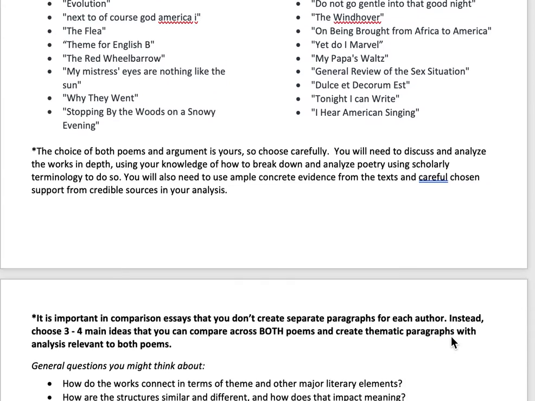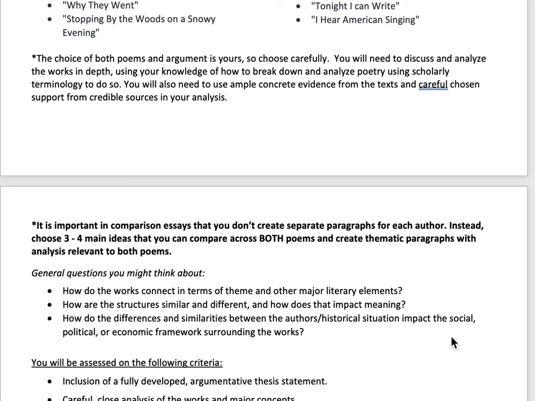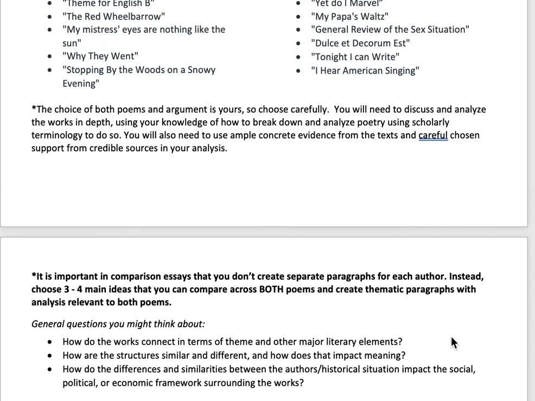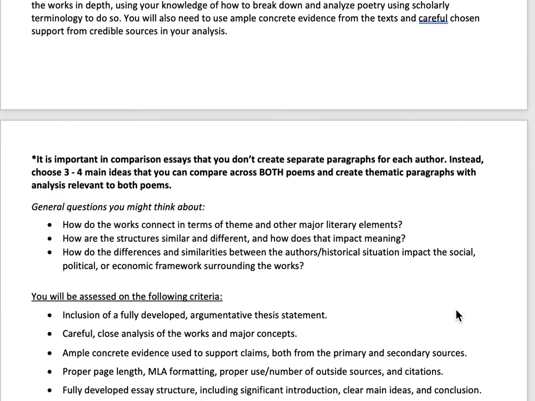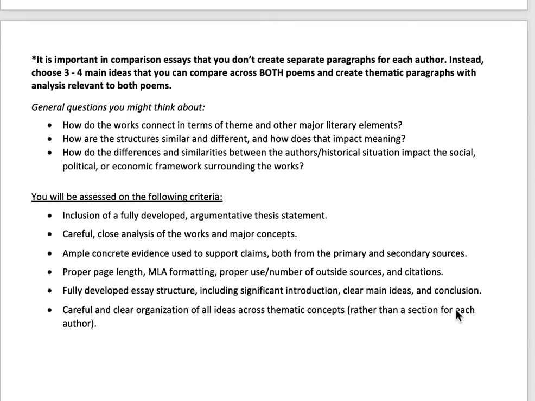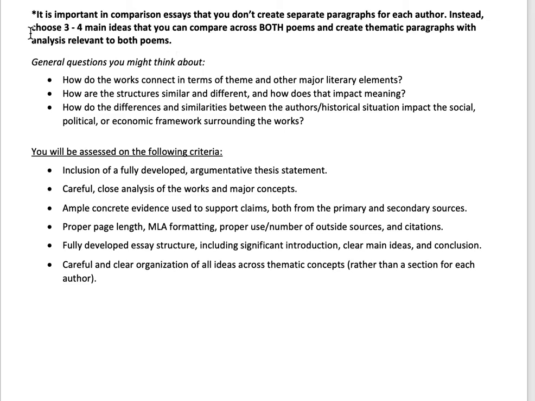Remember to look at things like the structure, the style, all of these different things that play into our understanding of what these poems are trying to convey, why their author chooses to use certain elements. All of that I just explained is right here for you guys. Some things you might think about: How do they connect in terms of themes or other literary elements? Where are they similar, where are they different? How are the structures similar or different? And how does that change or impact meaning?